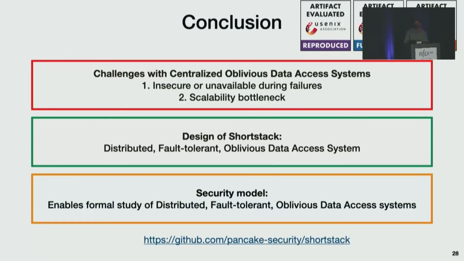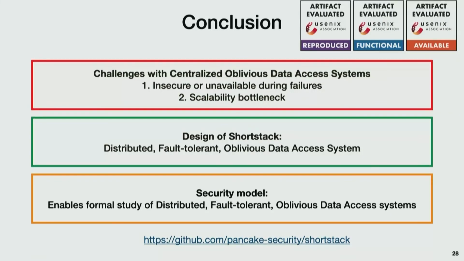In conclusion, there are many challenges with a centralized oblivious data access system. We introduced the design of SHORTSTACK, which is a distributed fault-tolerant oblivious data access system. We also introduced a new model that enables you to study these systems such as SHORTSTACK. More details about our implementation and artifacts can be found on the following link.